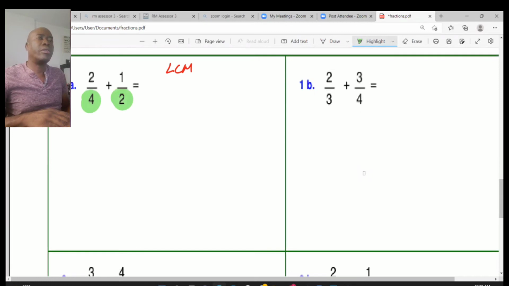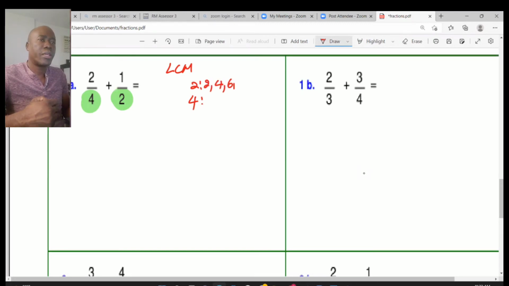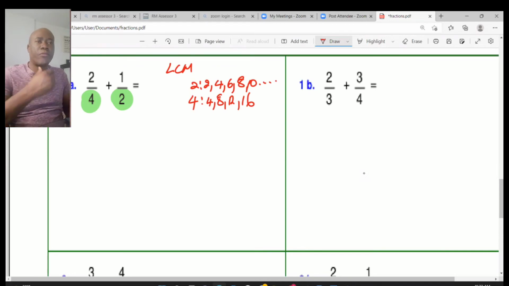So what we want to do is find an LCM. If you don't know your times tables, then you could list the multiples out. For example, we could list the multiples of 2. So it's 2, 4, 6, 8, 10, and it goes on like that. The multiples of 4 are 4, 8, 12, 16, and that's like knowing your 2 times and your 4 times.